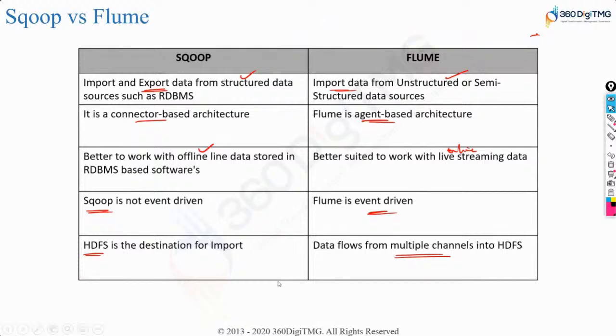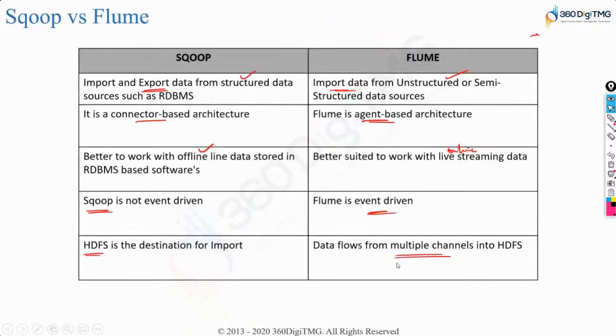Not different types of data. Whereas here you can load the data from different channels. That means different sources can give you the data. So that's a comparison between Sqoop and Flume. So that's basically what I have today.